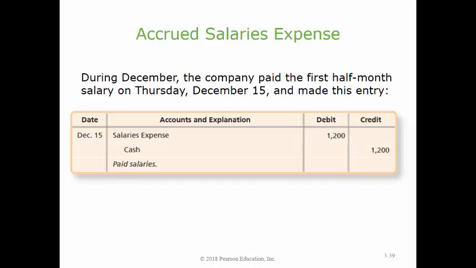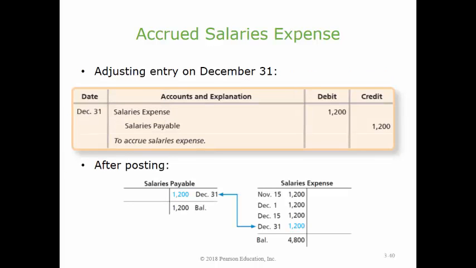During December, the company paid the first half-month salary on Thursday, December 15th. The entry debits salaries expense and credits cash for $1,200. The December 15 entry records only the first half of December's salaries expense. The second payment of $1,200 will occur on January 1st. However, the expense was incurred in December, so the expense must be recorded in December.